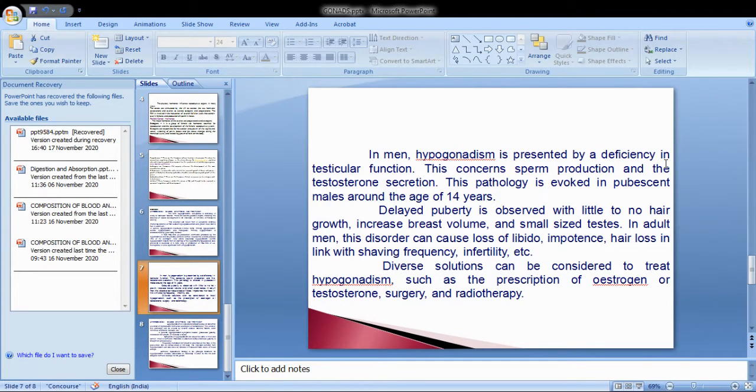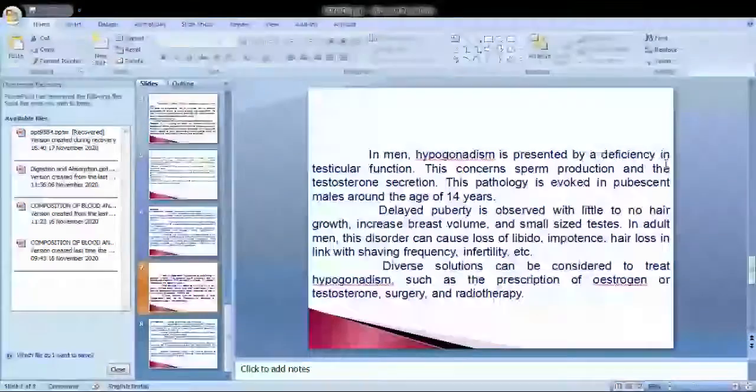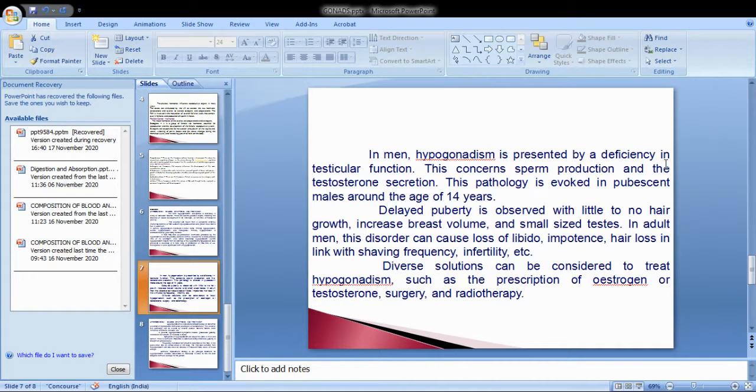So this concerns sperm production and testosterone secretion. Okay, this pathology is mainly seen in pubescent males around the age of 14 years. Delayed puberty is observed with little to no hair growth, increased breast volume, and small sized testes.